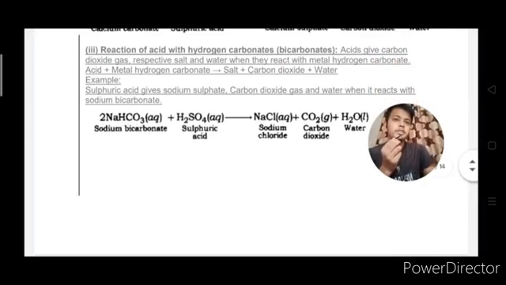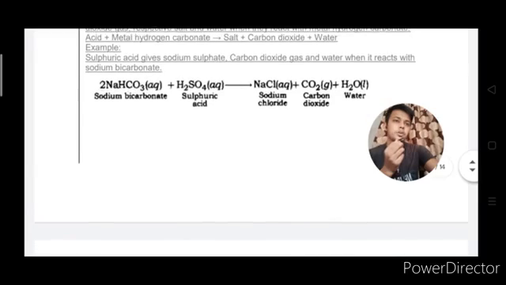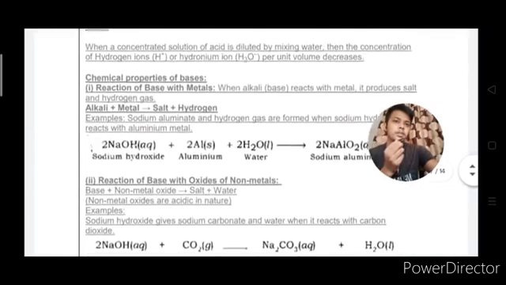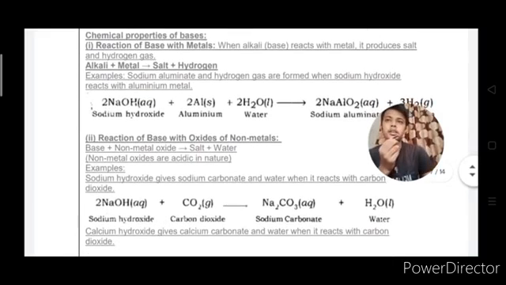The third reaction of acids is the reaction with hydrogen carbonate. Sodium bicarbonate is reacting with an acid, so carbon dioxide and water are liberated, along with the salt, sodium chloride. Similarly, there are lots of reactions in the case of bases also. You can see more examples of this type of reaction in your textbook. Please go through NCERT in a detailed way.